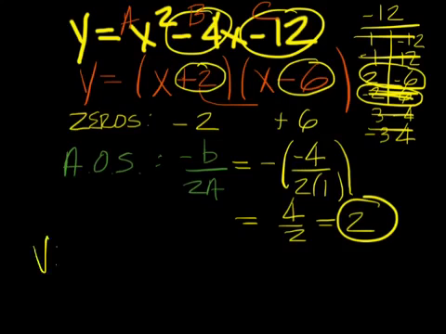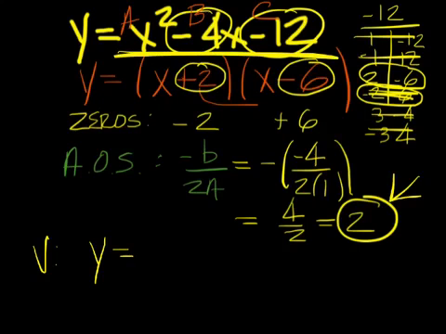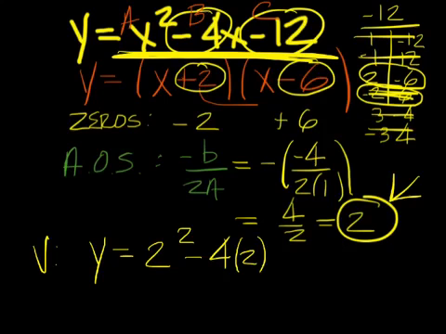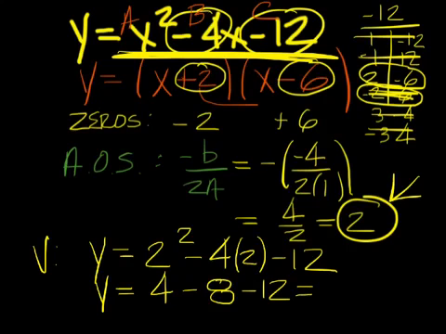Alright, so here's the vertex. And to find the vertex, I have to do what with this value here? You have to plug it in to the function. Yeah. So you're plugging it into this up here. So it would be 2 squared minus 4 times 2, and then minus 12. And evaluate that for y. 2 squared is 4, and then a minus 8 from 4 times 2, then a minus 12. So we'll have 4 minus 8 is a negative 4, minus 12 is a negative 16.